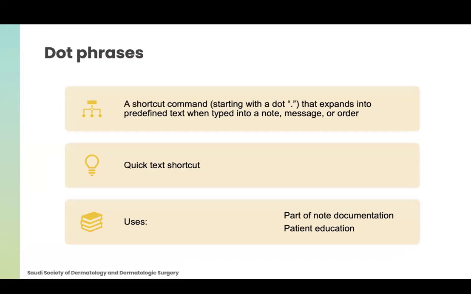Dot phrases or smart phrases, they're the same thing. Basically, they're a short command that starts with a dot that expands into predefined text when written into a note, message, or order. Basically, they're a quick text shortcut and it can be used as part of your note documentation or patient education. Sometimes in some electronic medical records, there is no dedicated tab for patient education. And so basically, what you can do is have that dot phrase put in your note and then copy and paste into a Word document, then you can print it for the patient, and then you basically delete whatever dot phrase you used from your note.